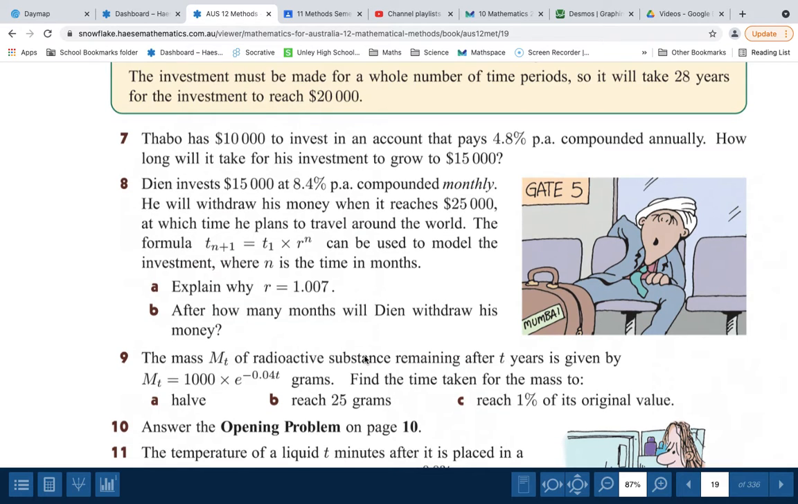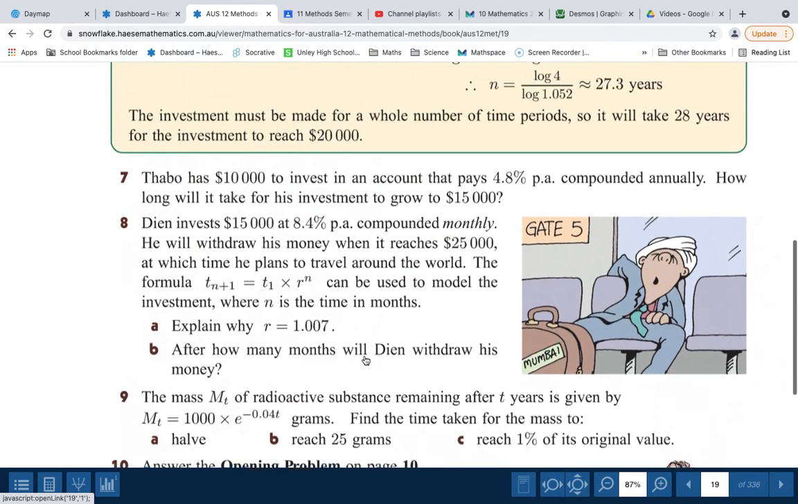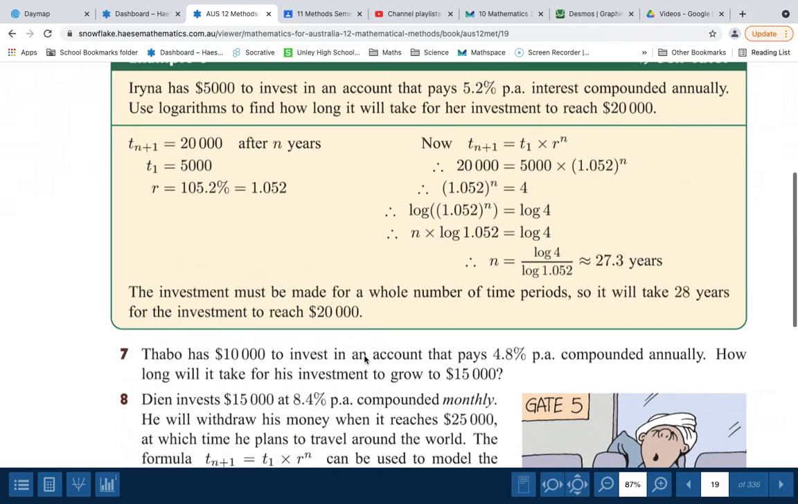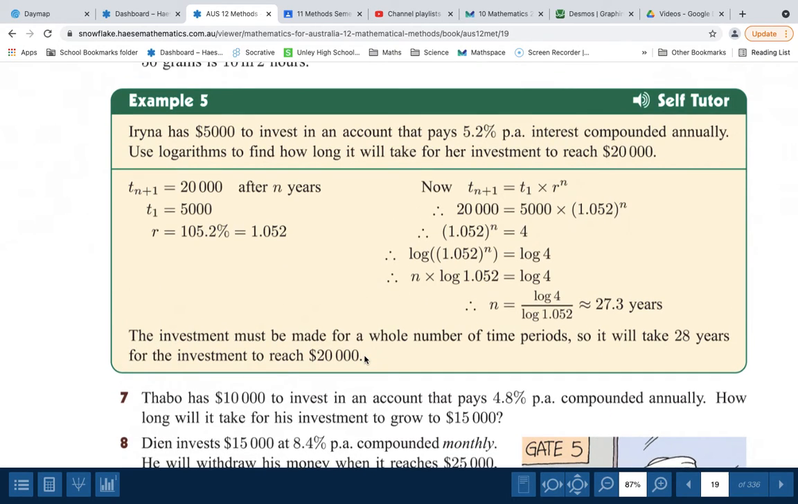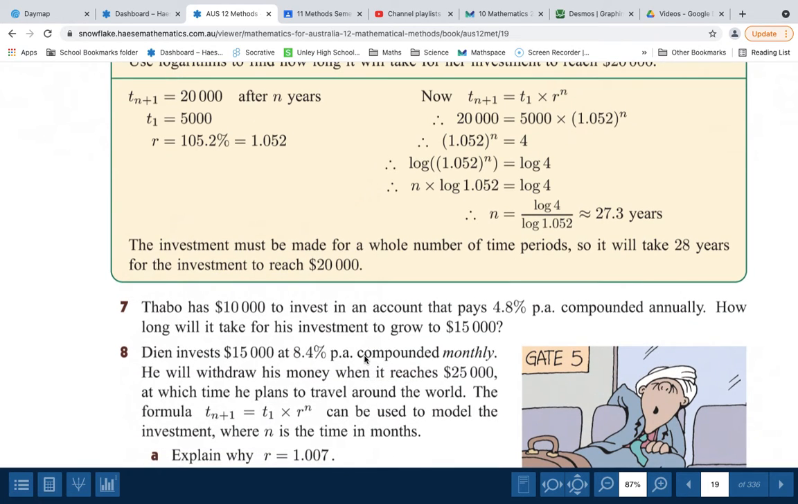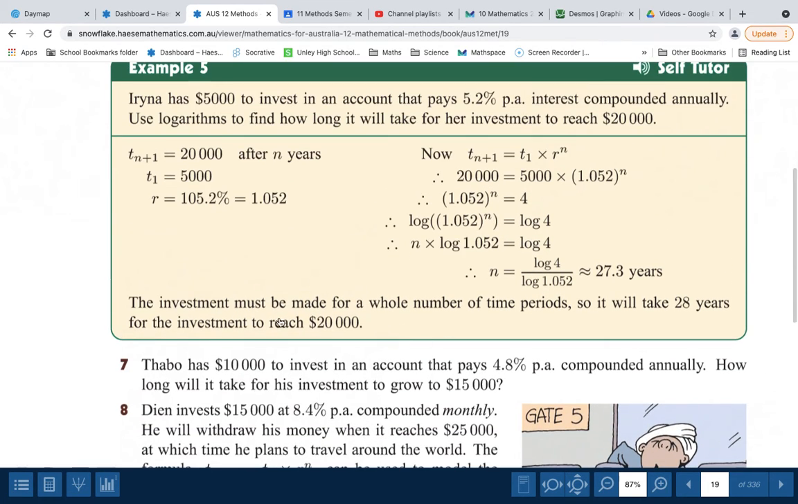Just having a look, wondering if there's anything about the actual interest earned. There's not. Just be aware that this $20,000 is the final value of the investment, right? And if a question asks you about what was the interest, well, that's the difference there, yeah?